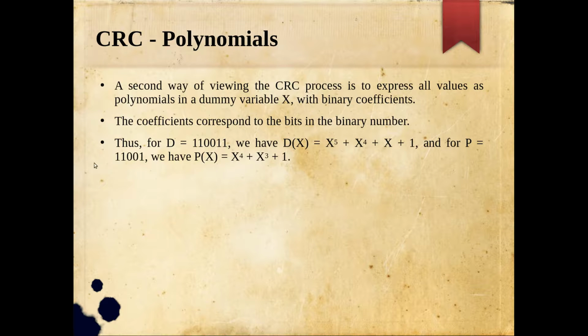Similarly, suppose our pattern is 11001. How can we convert? See how many bits are there, 5 bits. So it is a degree 4 polynomial. x raised to 4 plus x raised to 3, plus x raised to 2 and x raised to 1 are absent in our final polynomial, and x raised to 0, that is 1, is present.